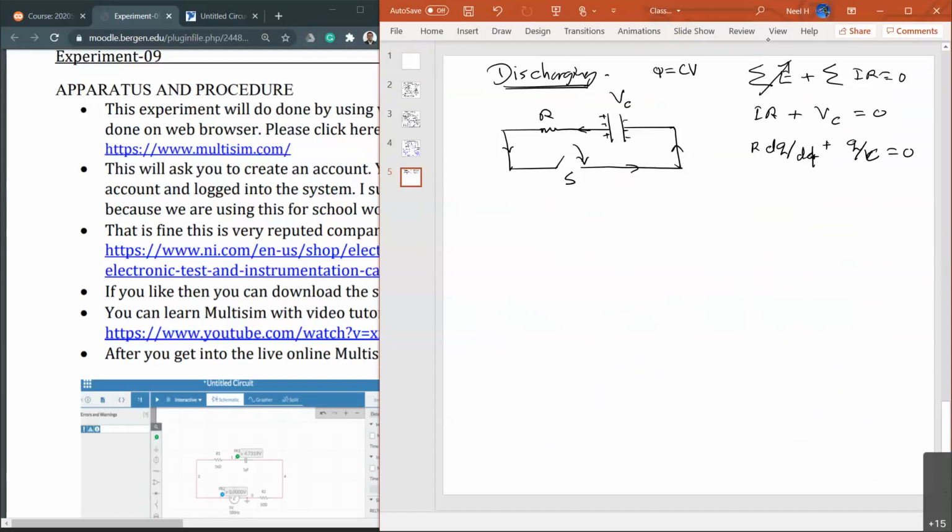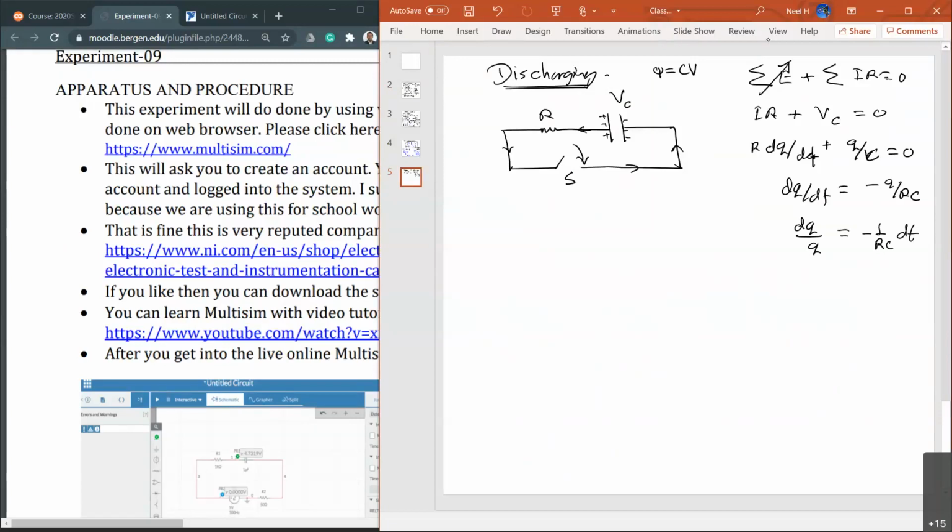Now again, you have a differential equation. You can simplify this a little bit. dq over dt is equal to minus Q over RC. Then you can have dq divided by Q, which is equal to minus 1 over RC times dt.